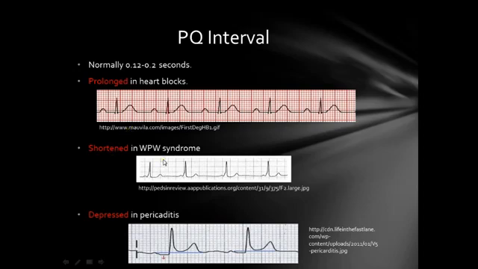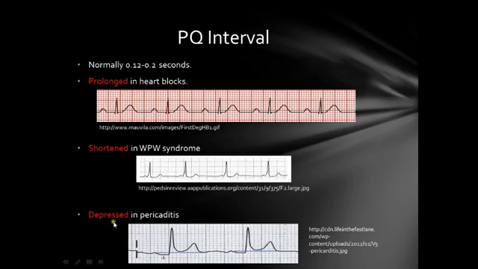It is shortened in some conditions, such as Wolff-Parkinson-White syndrome. This is the typical example. So you can see the P wave, and right after the P wave, you get the Q, right here. So you barely have any distance between them. So this is a shortened PQ interval, less than 3 small squares.